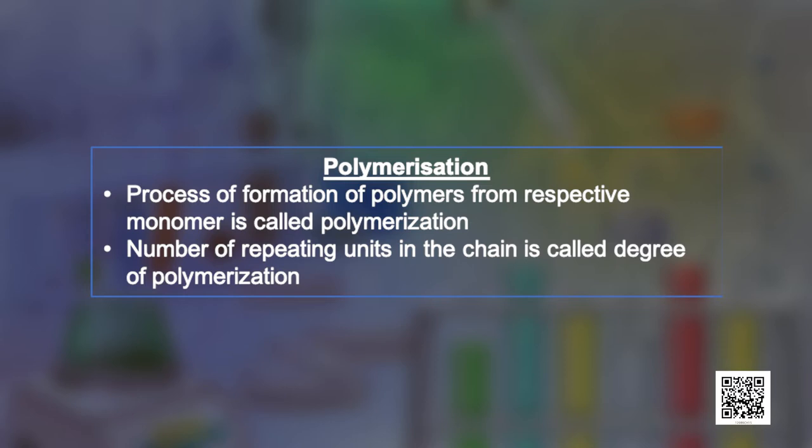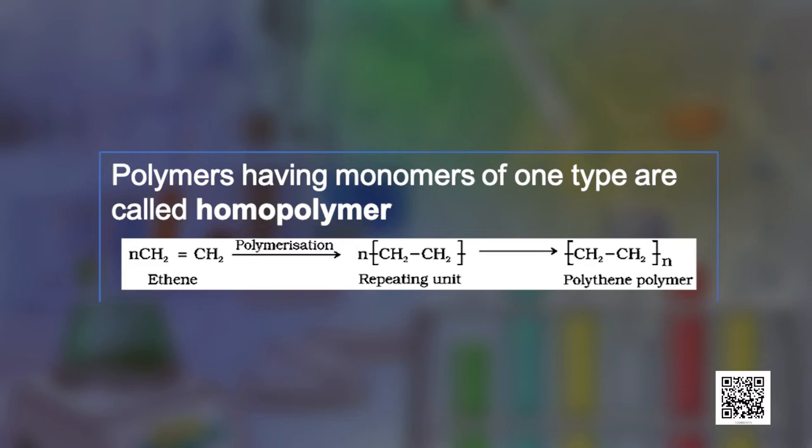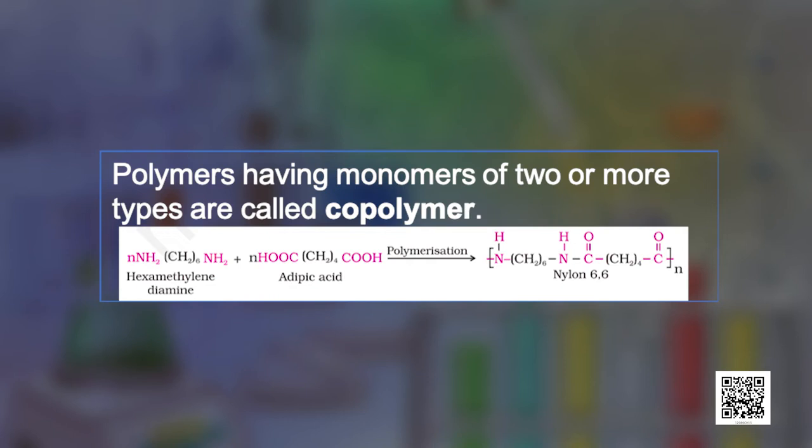The number of repeating units in the chain is called the degree of polymerization. Polymers having monomers of one type are called homopolymers. The transformation of ethene to polythene is an example of homopolymerization. Polymers having monomers of two or more types are called copolymers. The interaction of hexamethylene diamine and adipic acid leading to the formation of nylon 6,6 is an example of copolymerization.